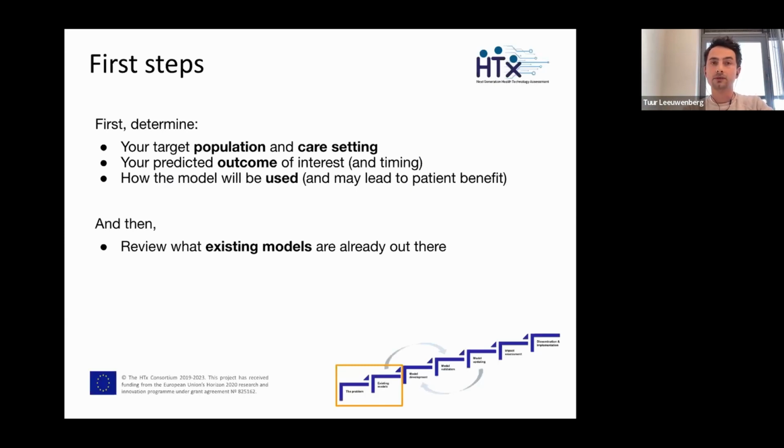And then, the first reflex often is to start developing a model. But we usually aim to recommend first looking at what is already out there. So do a systematic review about existing models, because that may inform you very well about how to design your own model, or maybe there's already a model out there and you can just update it and then use it. And it would require less data usually, so that can also be an advantage.